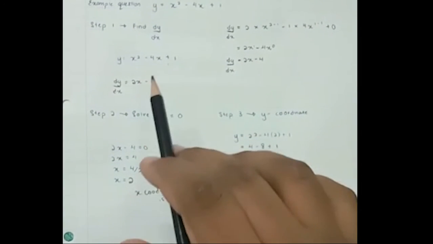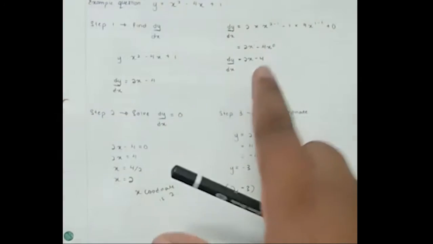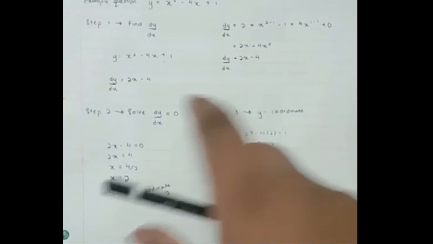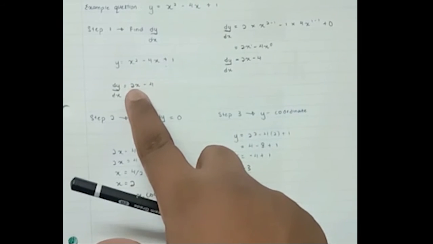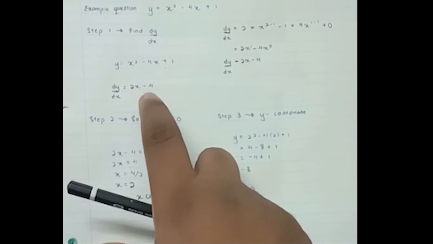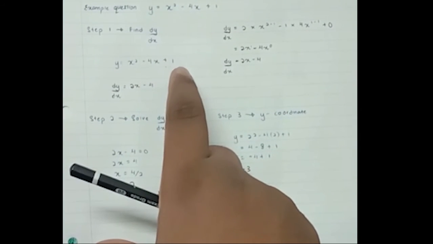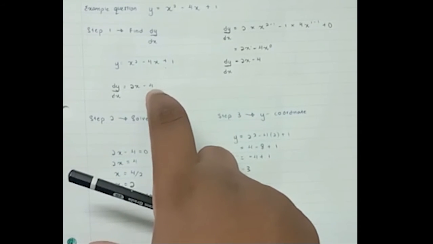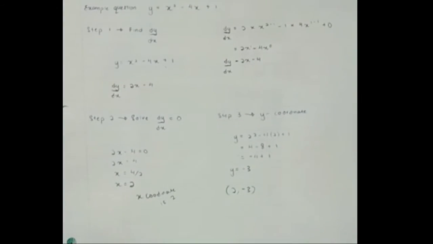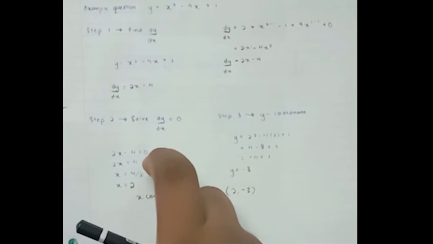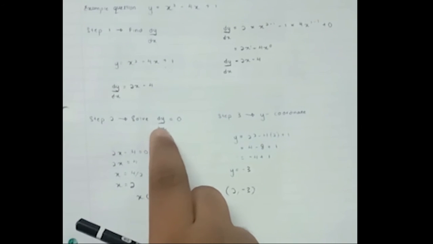To differentiate this, we're going to use a known power rule. When we do this, x squared becomes 2x, 4x becomes 4, and of course the 1 vanishes when we differentiate it. So that settles step 1. Then we go to step 2, which is now solving the equation. Remember, at a stationary point the derivative function is 0.